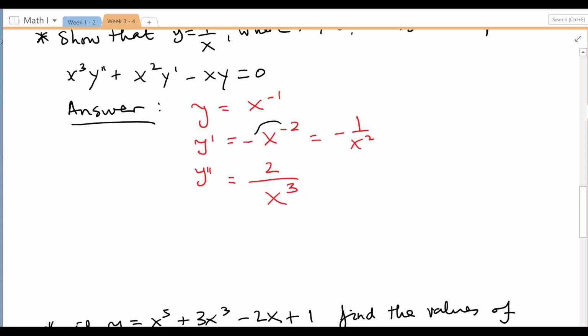Just in case you don't know yet, negative 2 times negative 1 is positive 2, x to the negative 2 minus 1, so the power becomes negative 3, and in the numerator this becomes x cubed. So this is also equivalent to 2x to the negative 3 if you like. Okay, so it looks like we have all the information that we need. Now we substitute into the first equation.